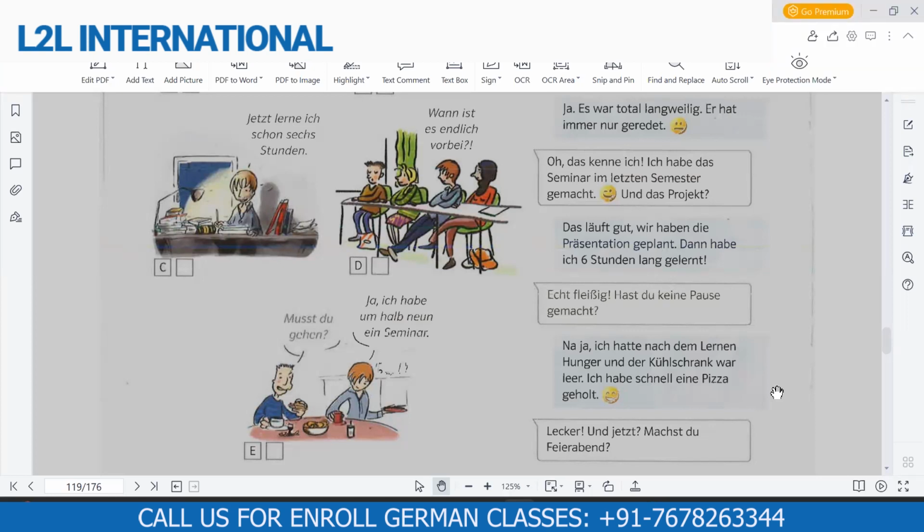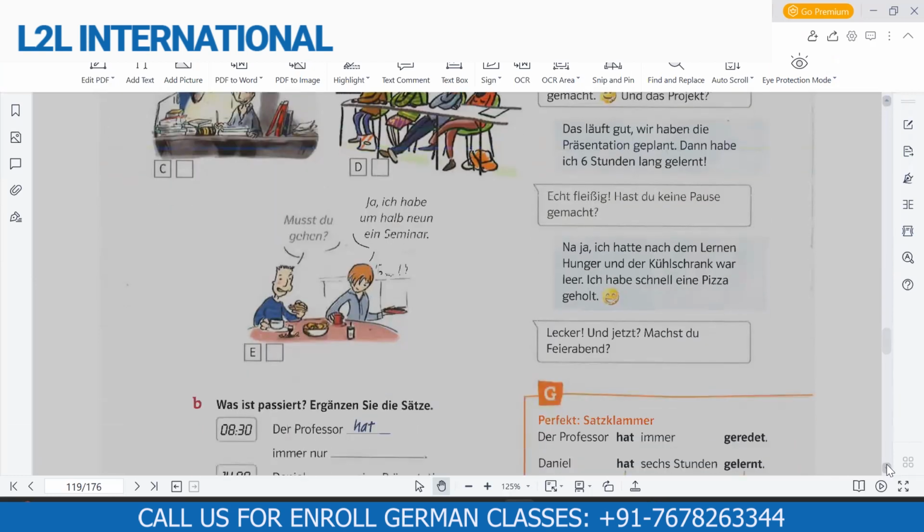Ich habe schnell eine Pizza geholt. Okay, this is also the participle of holen. Holen means to take, to pick up something. आपने holen पढ़ा था हमने, तो holen भी verb है, उसका है geholt.